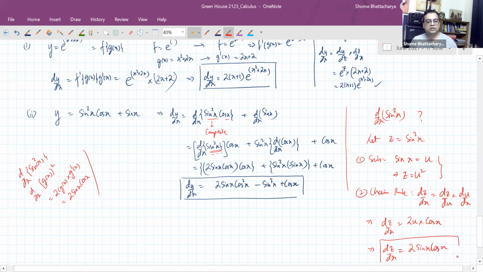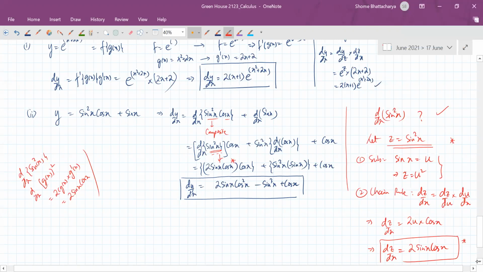And that is what this is, because z is sin square x. So we can do this step and substitute that over here. Say this step has come from here.